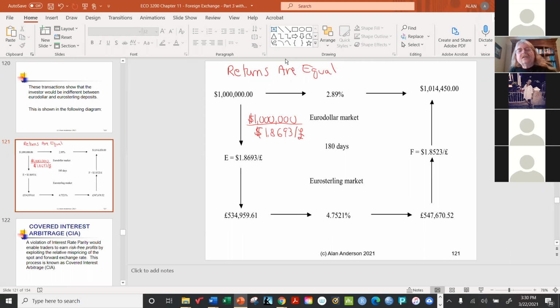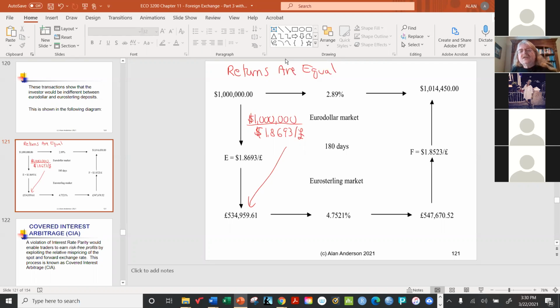And if you take out your calculator, you'll see that this does in fact give us, within rounding, of course, to pounds and pence, 534,959.61 pounds. This can now be invested for 180 days at the euro sterling market rate of 4.7521%.